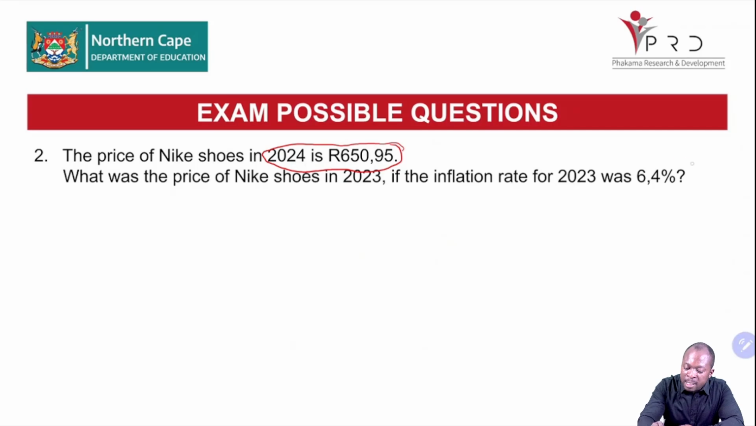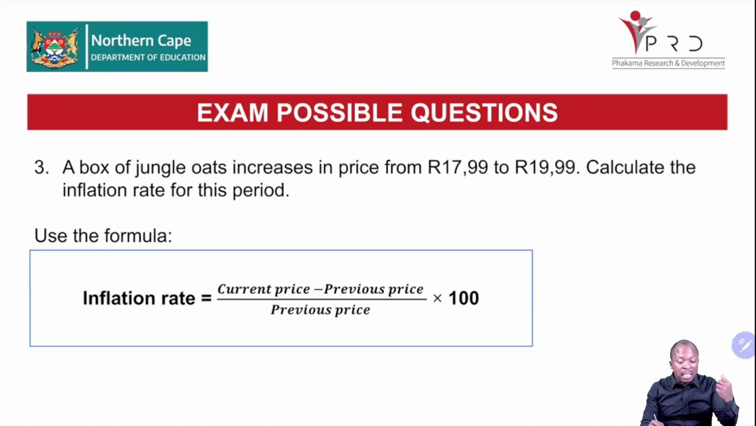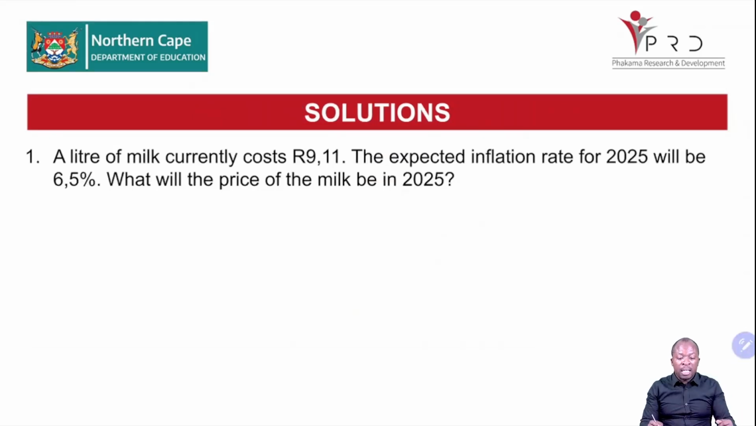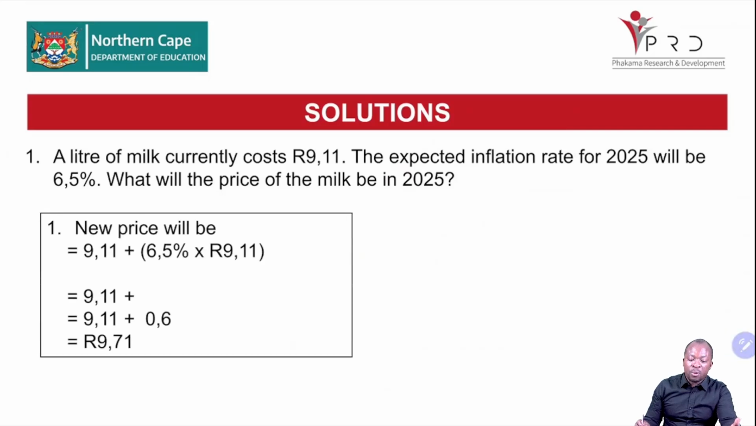If inflation is supposed to be 6.4%, how much was the price in 2023? So basically, currently we are paying 650 and 95 cents because of inflation of 6.4%. So what was the price before? That is the question that the examiner is asking you. So let's look at the solutions then. The liter of milk was costing 9.11 cents.